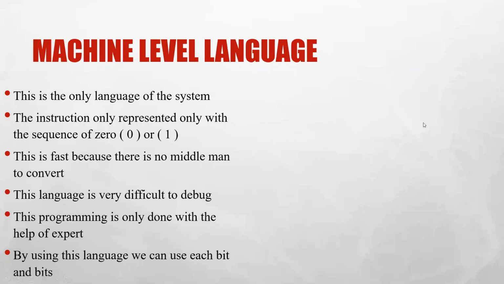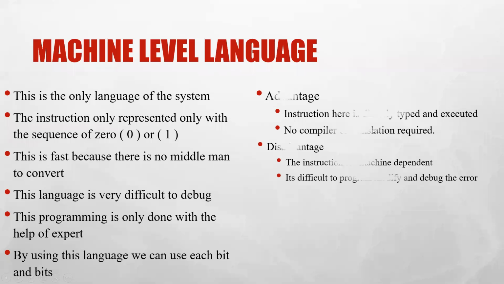Okay, now let us see some of the advantages and disadvantages. So what is the advantage? The main advantage here is that instructions are directly typed and executed. Since there is no middleman, we can directly type and execute our code. No compiler or translator is required, because we directly work on the zeros and ones concept. There is no requirement of a translator.